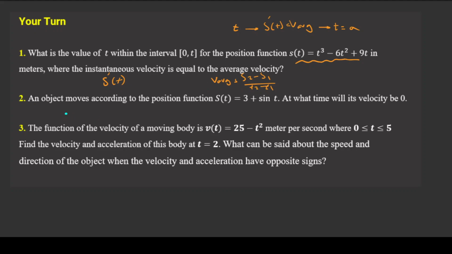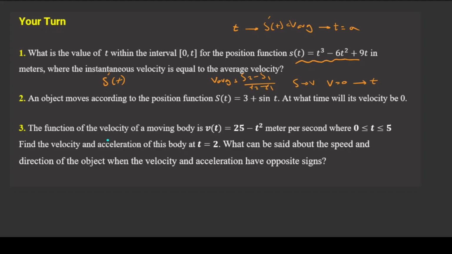The second one, an object moves according to the position function. The position function is given. At what time will the velocity be 0? At what time will its velocity be 0? When velocity is 0, find t. You have the position function, you will differentiate it, set v equal to 0 and find t, and that's it.